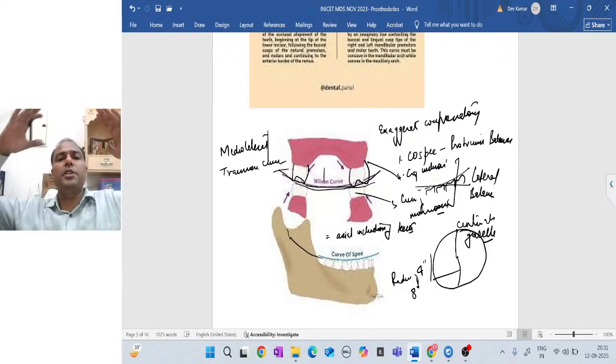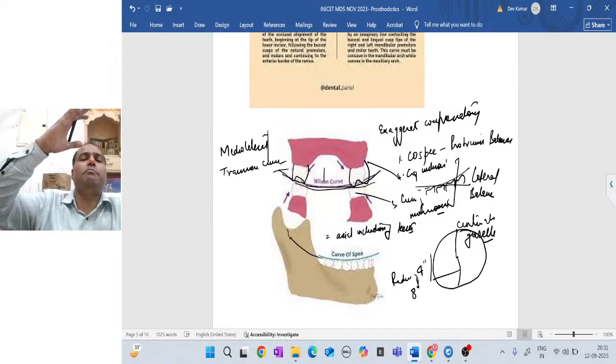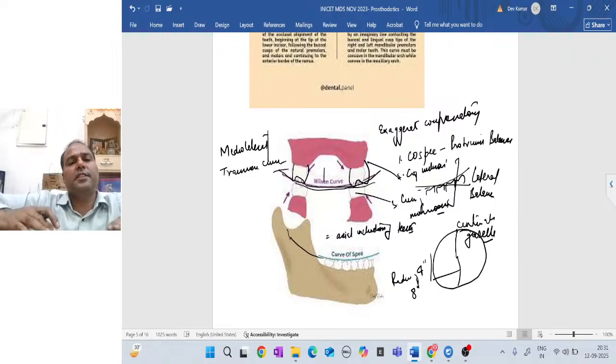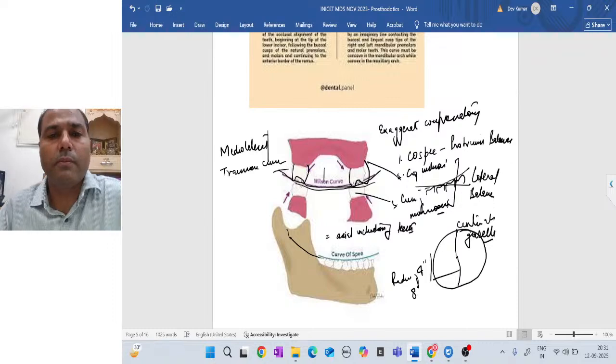And when we are talking about the curve of Wilson, it is basically that our maxillary teeth get a buccal tilt, so the palatal cusps come down. That's why it is convex for maxillary and concave for mandibular, right.